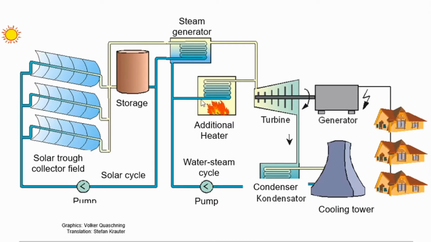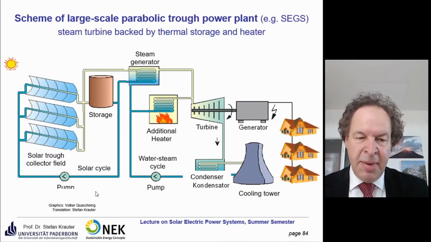You can also put an additional heater there, even in the desert. Sometimes there are clouds and so on, and then the storage is empty. You can then have additional natural gas heating. In this case, at the SEGS systems, they even have a two-stage turbine, so they don't go directly to the cooling tower. They use a second stage of the turbine in order to increase the turbine efficiency. The main thing is you have two cycles: the solar cycle with oil here and the water steam cycle here.